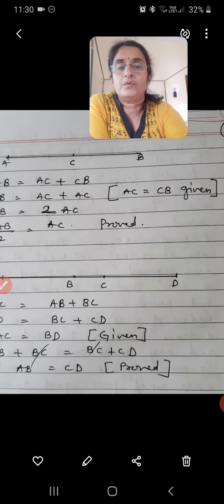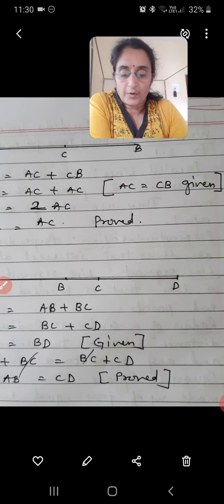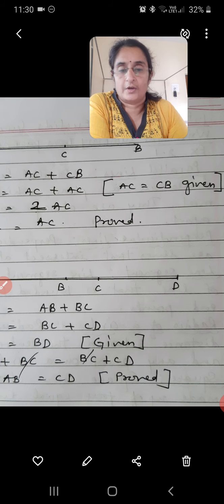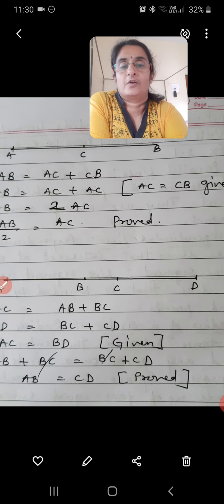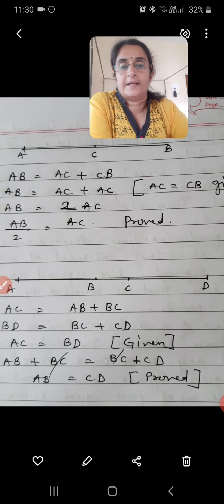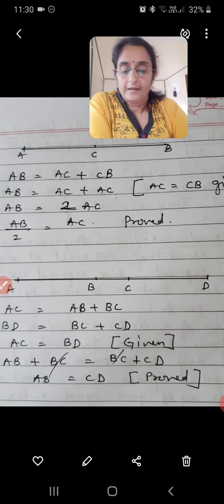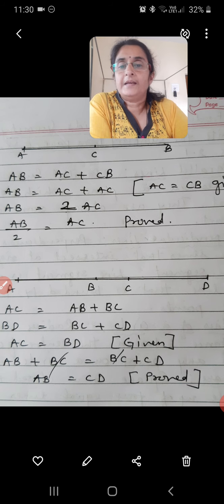Now the 4th question is, if a point C lies between 2 points A and B such that AC is equal to BC, then prove that AC is half of AB. Explain by drawing the figure. Now here I have drawn the figure, that is line segment AB is there, C is the midpoint of the line. Now AB is made of 2 line segments, that is AC and CB. So AB is AC plus CB.